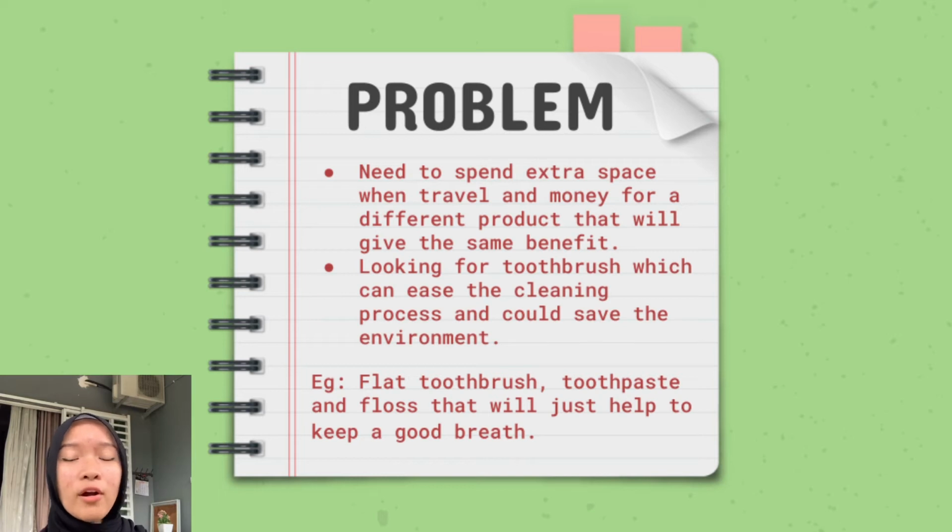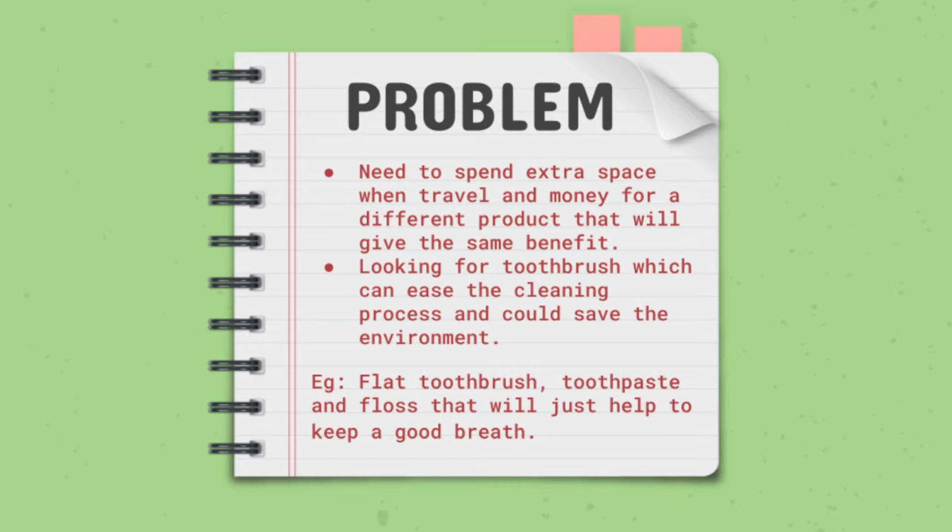The problem that we are concerned about is people need to spend extra space when traveling and money for different products that will give the same benefit. And they will look for a toothbrush which can ease the cleaning process and could save the environment. For example, people need to find a flat toothbrush, a curved toothbrush that suits their gums, and they also need to buy floss that will help to keep their teeth clean and their breath good.